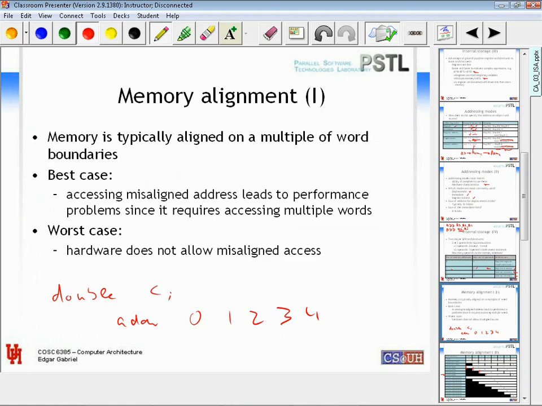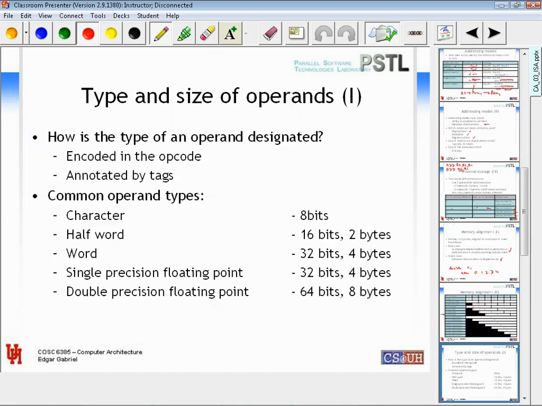So that's why we say here, in the best case, things work, but you will have a performance penalty if you are accessing data items which are not aligned according to the rules imposed by your instruction set architecture. In the worst case, the system does not allow it and you will have a failure. This will lead to an error.